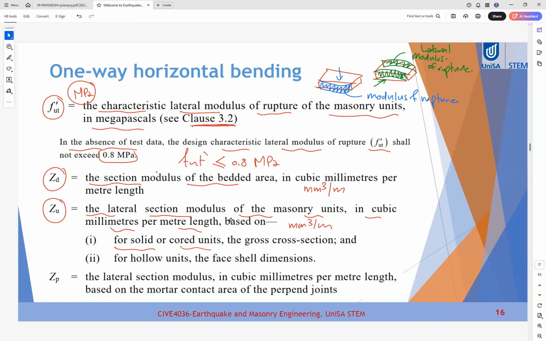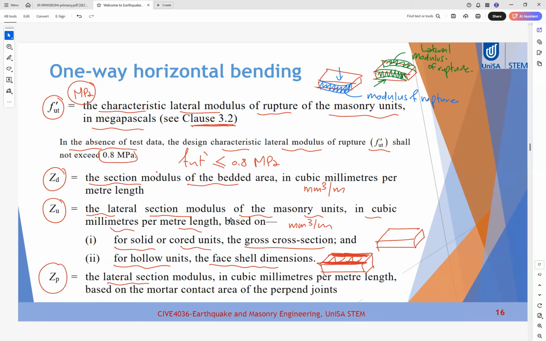For solid or cored units, use the gross section. For hollow units, use the face shell dimension. So if it is solid, take the cross section. If it is hollow, as you know some bricks are hollow, only take the face shell. The face shell means only these two parts.